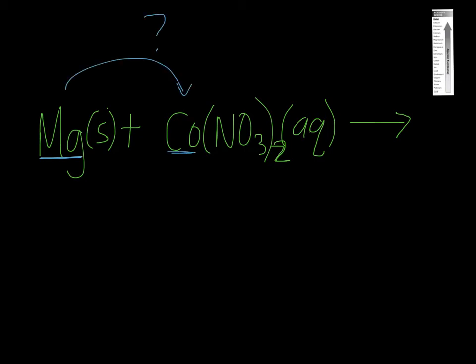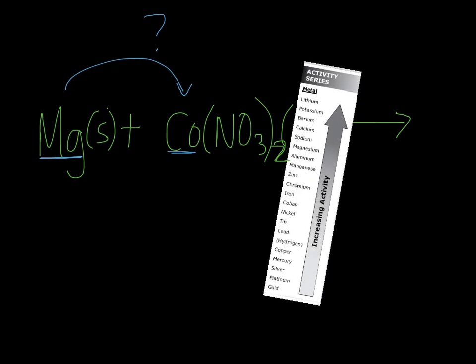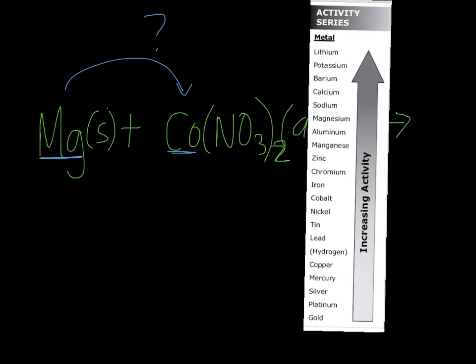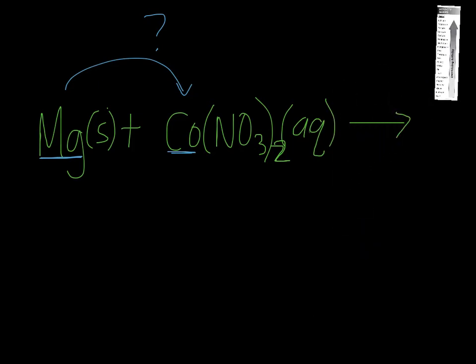So again, we're going to pull up your activity series chart, and we see that magnesium is right here, and cobalt is lower. So magnesium is going to take the place of cobalt, and so now we need to write what this reaction is going to be completed to. So if cobalt is going to get replaced, we're going to write cobalt by itself on the product side, and it's a metal, so it's going to stay as a solid.